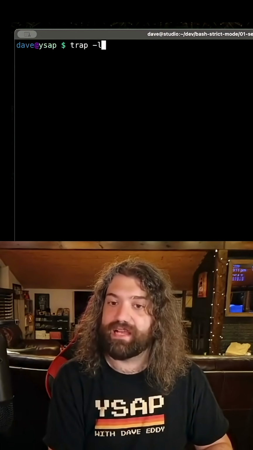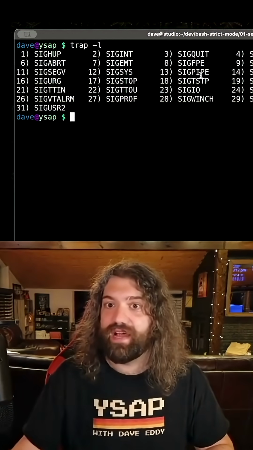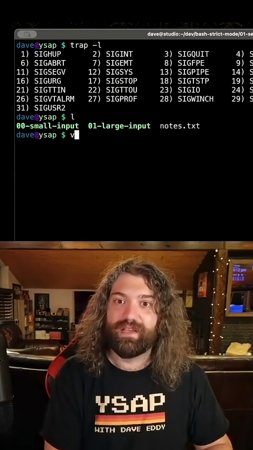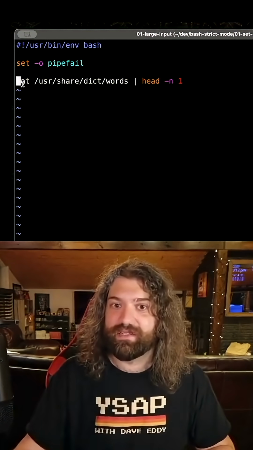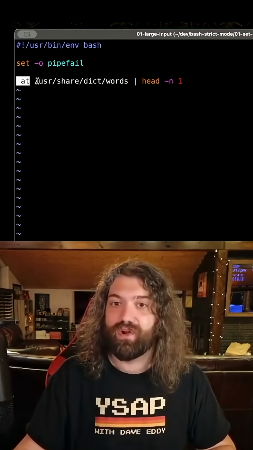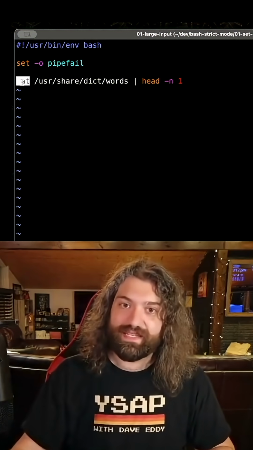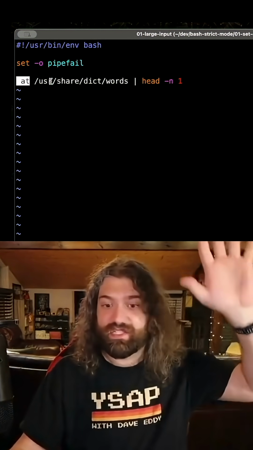We can do trap -l to list all of the signals. We can find signal 13, SIGPIPE. So what happened in this example is that cat was killed with SIGPIPE. You may have seen this in programs of your own when you're piping to grep or head or tail or something like that. Basically, cat is just trying to spew bytes.